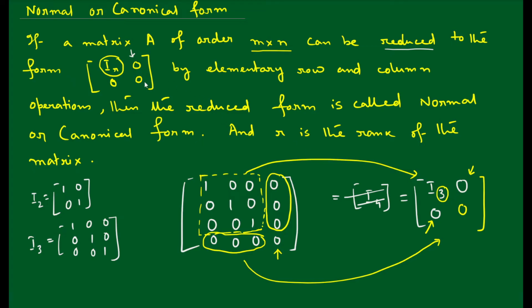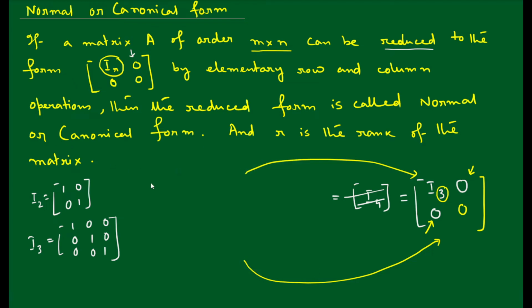So first, what we have to do is bring the given matrix to normal form. So what is normal form? Normal form means, suppose this is one matrix: 1 2 3 4 5 6 7 8.